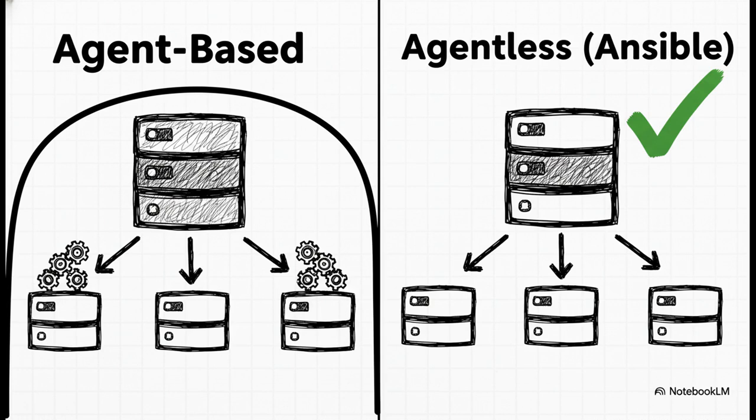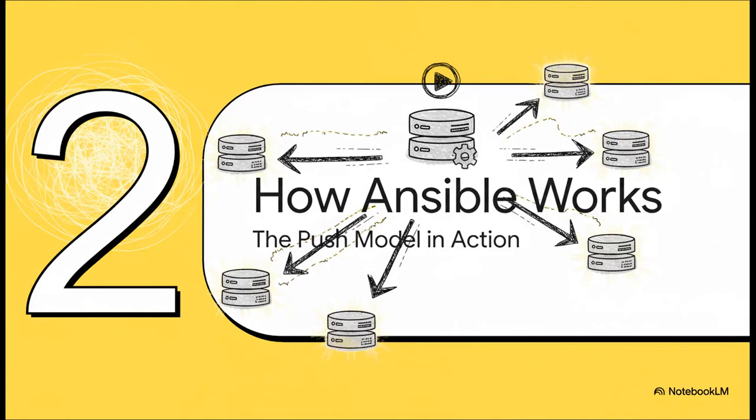And that one difference is huge. It means less setup, less stuff to maintain, and a smaller security footprint. It's designed to just work with what your systems already have. Okay, so if there are no agents, how in the world does this thing actually work? That brings us to how Ansible gets things done, its push model.